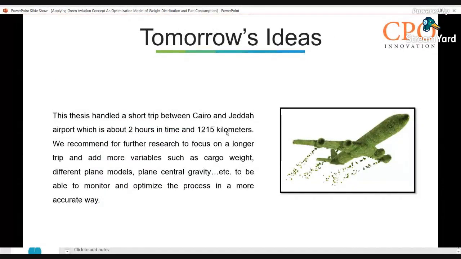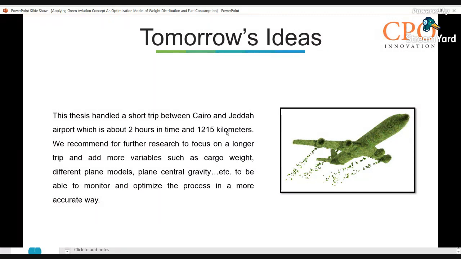So, tomorrow's ideas. Here we are proposing some ideas, some helpful hints for anyone who is interested and driven to improve and continue the research that was started years ago and was continued by different entities from different nationalities.